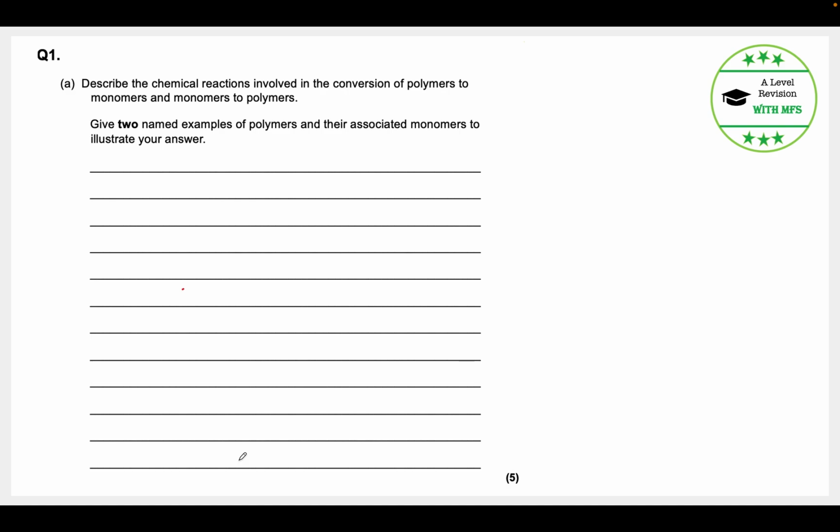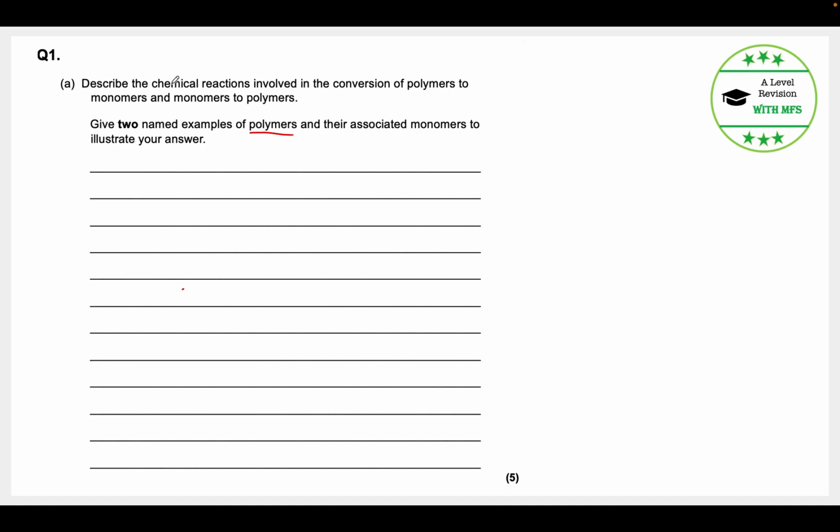Okay, so if we make a start on this first question, it says describe the chemical reactions involved in the conversion of polymers to monomers and monomers to polymers. Give two named examples of polymers and their associated monomers to illustrate your answers. So the key thing over here is that we are talking about polymers. Many people get confused with dimers. We're not talking about dimers, we're talking about polymers such as starch, glycogen and cellulose.